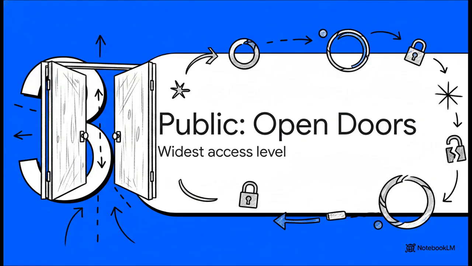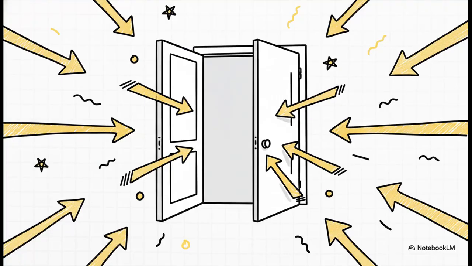Which brings us to section 3, public, the open doors. The public keyword is the widest, most open access level you can possibly use. If you label a class, a variable, or a method as public, you're essentially saying, hey, 0 restrictions. It can be accessed and triggered from absolutely anywhere in your entire program. Remember our house analogy? This is the wide open front door.